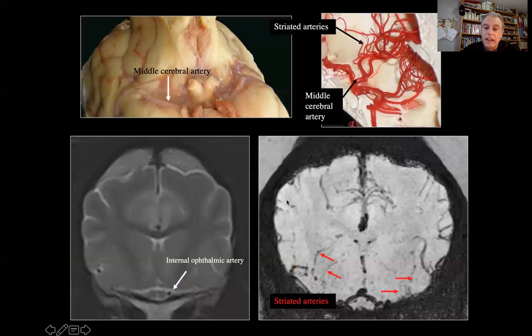Now, these are these arteries. Here we have the striate arteries. As you see, the middle cerebral artery divides into two big branches. The rostral branch of the middle cerebral artery gives off the striate arteries. These are arteries that go up, and they are going to vascularize the basal nuclei. These are these signals here. We can also see them on MRIs.